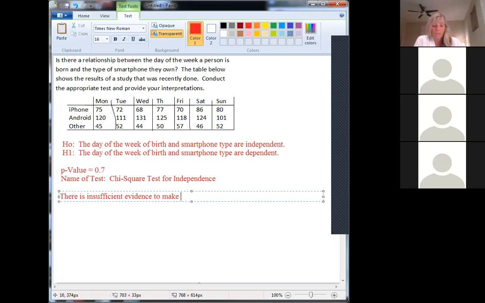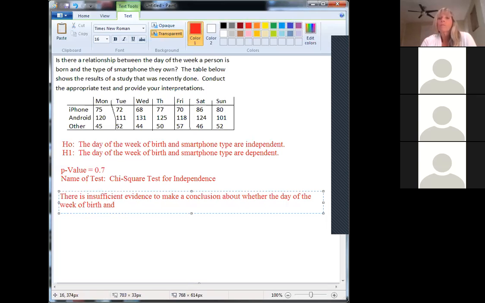to make a conclusion about whether, and then you just write this down, the day of the week of birth and smartphone type are, and how about independent? If you say whether or not, you can say independent or dependent, that is fine, because whether or not takes care of both. And that's it.